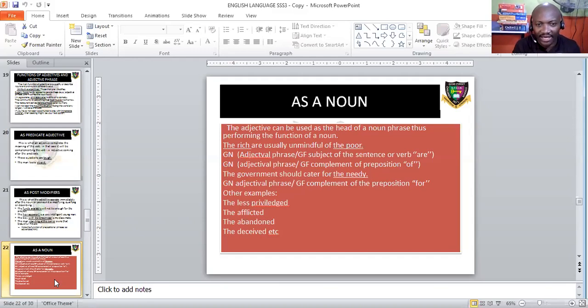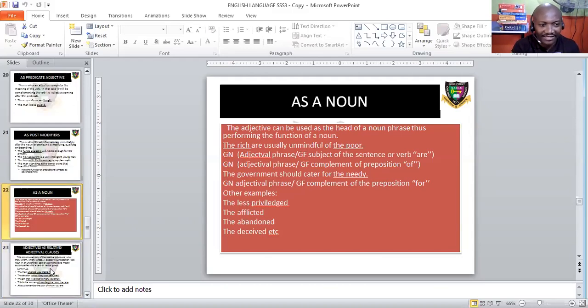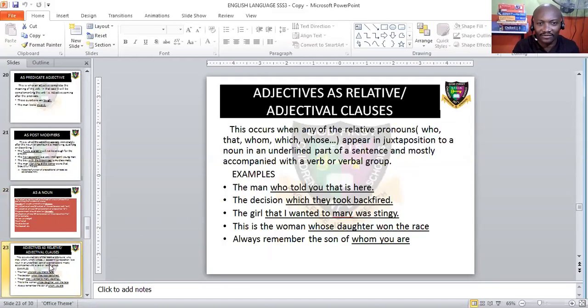The government should cater for the needy. Yes, the needy here is an adjectival phrase and is the complement of the preposition for. Other examples are the less privileged, the afflicted, the abandoned, the dejected, the deceived, and so on and so forth.